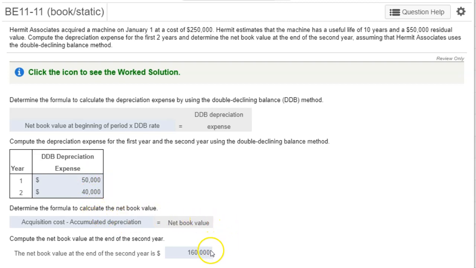ends up being 160,000. Now, if you had been asked to do year 3, you would take 160,000 as your net book value and then multiply that by 20%. So each year we end up having a smaller amount of depreciation expense. Because double declining always takes a percentage of that net book value, it'll never go all the way to zero. Like the book value will never go to zero.